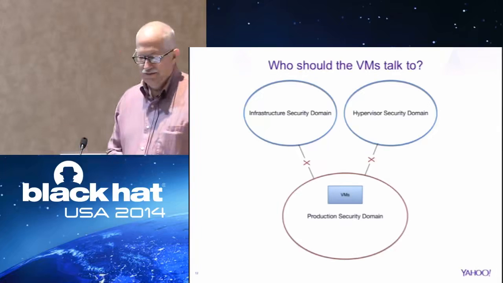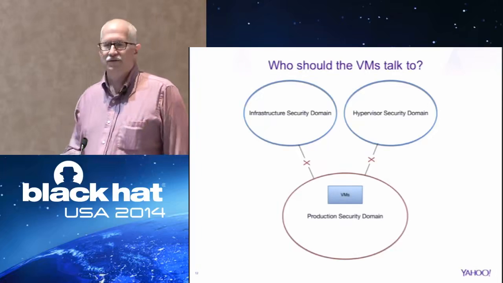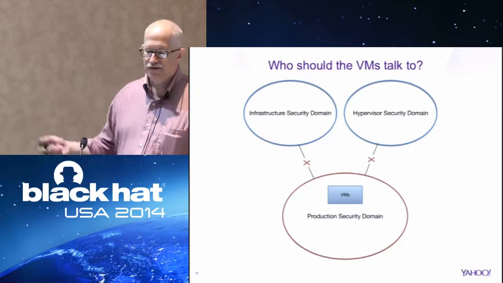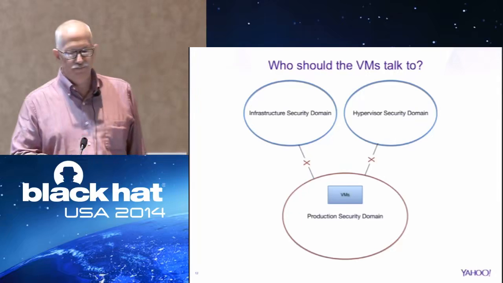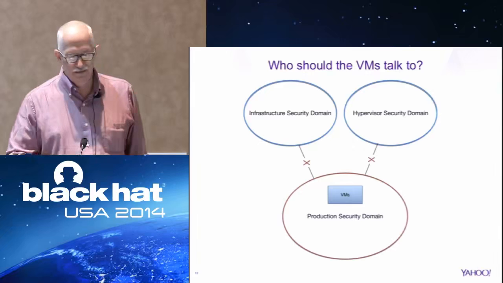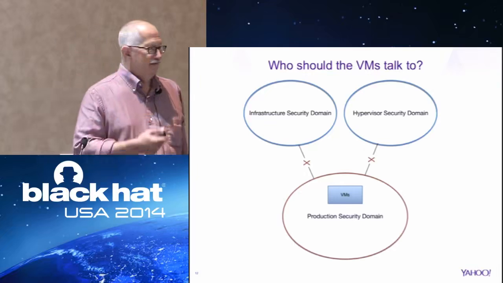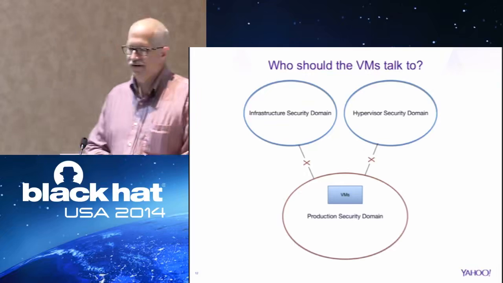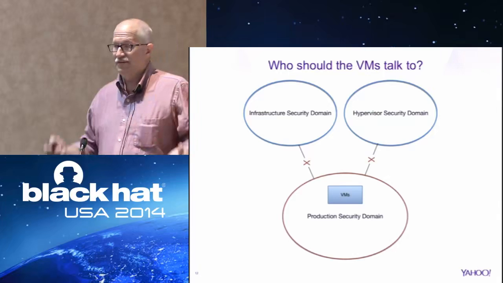Now, I've talked about infrastructure nodes and hypervisors. Now I'm going to talk about VMs. So who should the VMs talk to? At Yahoo, we've segmented our network according to what type of data the machine or VM handles. The infrastructure nodes and the hypervisors have their own separate security domains, and the VMs cannot talk to them. So you're probably asking yourself, what about the metadata service, where the VM connects to a hard-coded IP address to find out what its configuration is? Well, we don't use it.